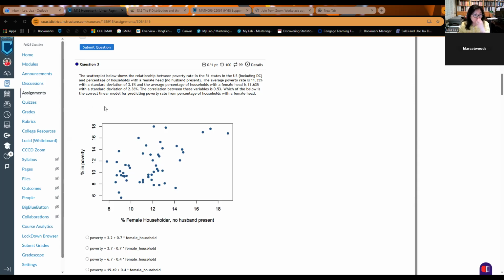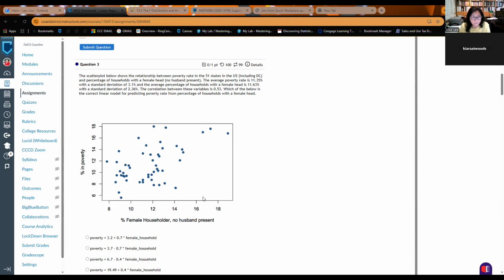Which of the below is the correct linear model for predicting poverty rate from the percentage of households with a female head? So that means in one state, with more percent of female heads and no husband income here, poverty is associated. They try to study this: the percent of female households in one state and how it is correlated with poverty.